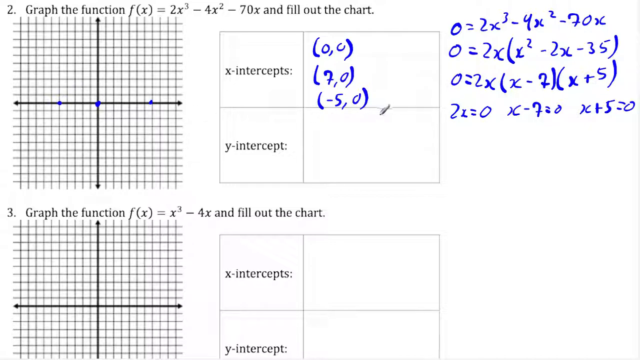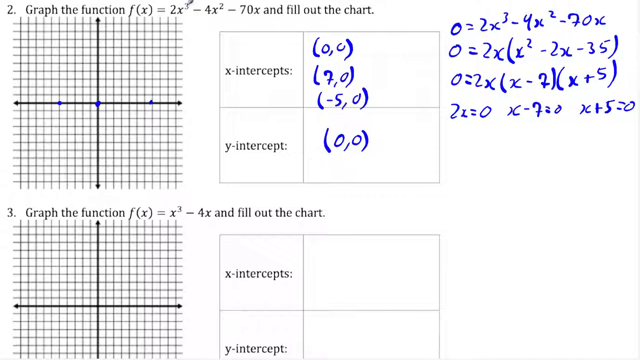These are my x-intercepts. To find my y-intercept, I have to make x 0. Well, if I look, 0 minus 0 minus 0, y would just be 0. And actually, I already have the origin as an x-intercept, but that's also a y-intercept as well, because that's the intersection of the x-axis and the y-axis.